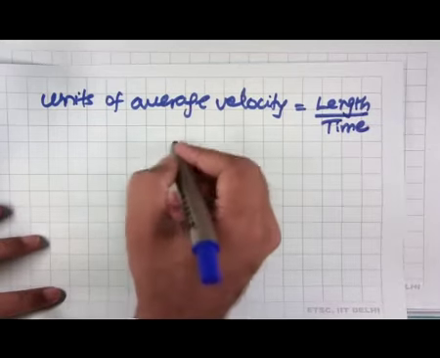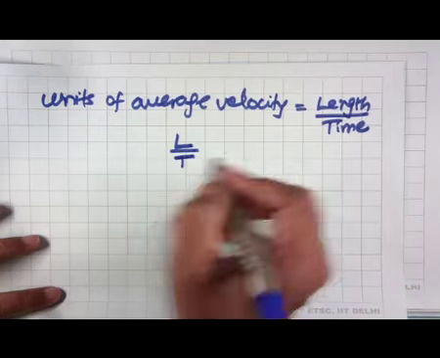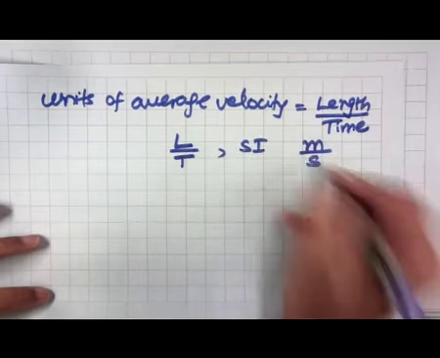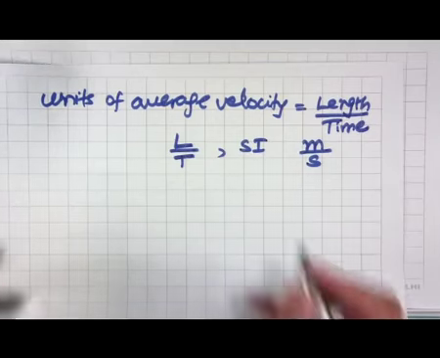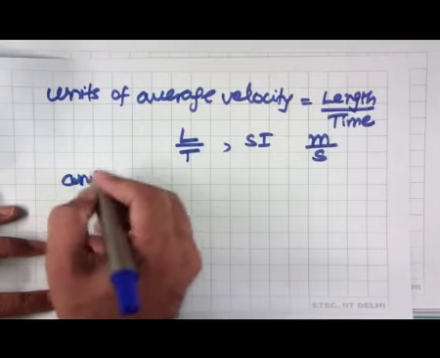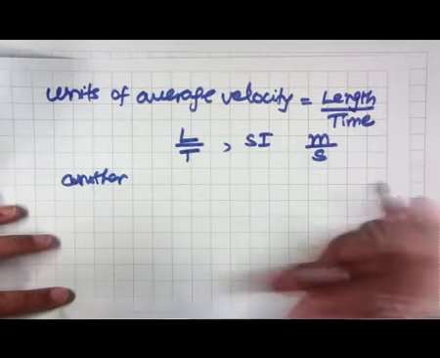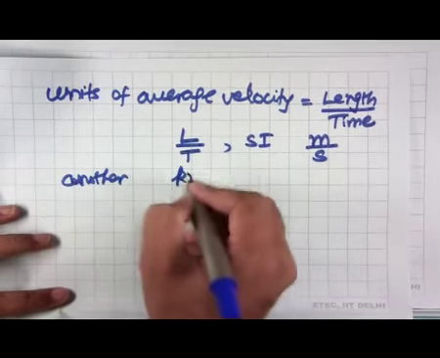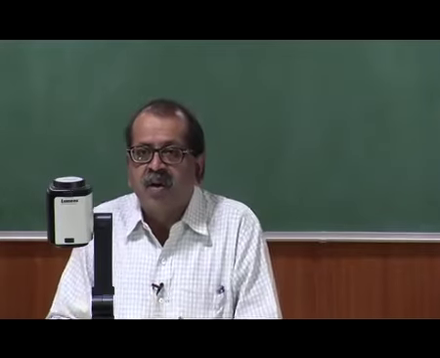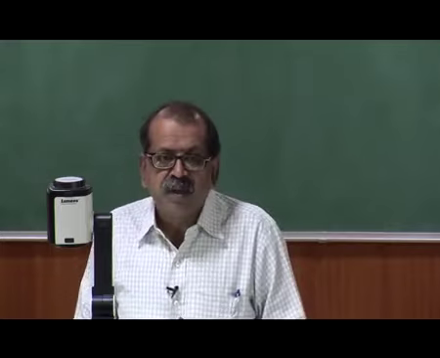So, that means we can write the units as L over T, which in SI units will be meters per second. Another unit which we talk of when we talk of speeds and velocities is kilometer per hour, particularly when we talk of a vehicle or aeroplane moving, then we could list them in kilometers per hour.